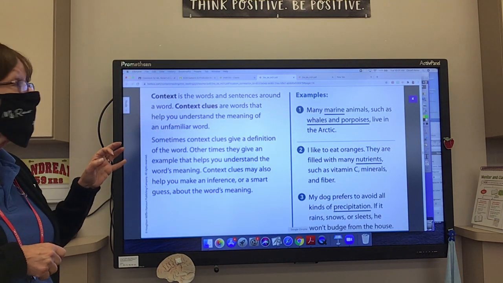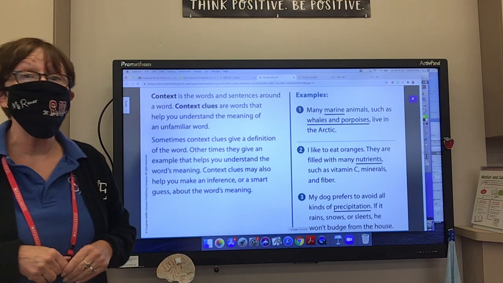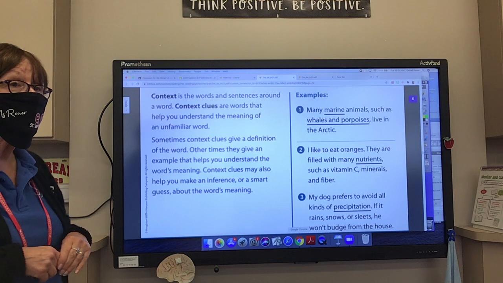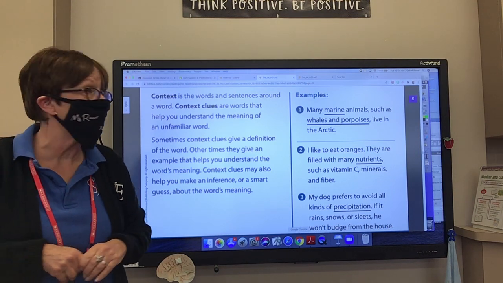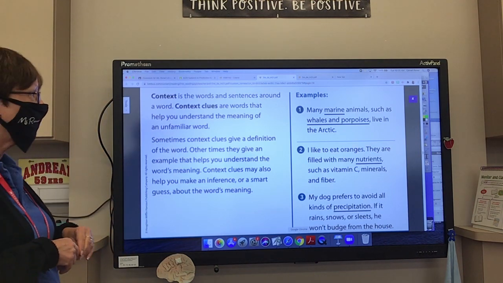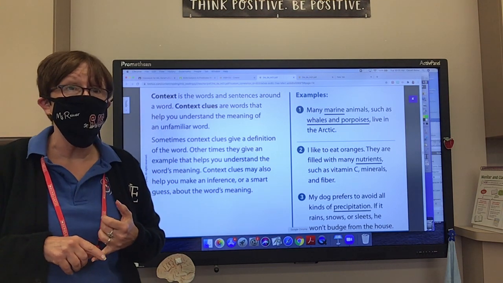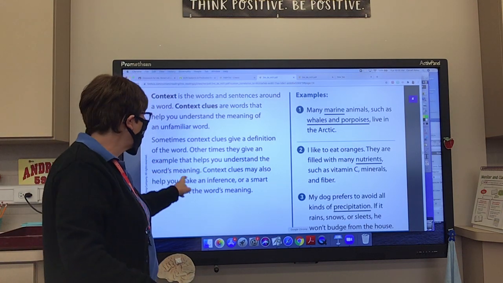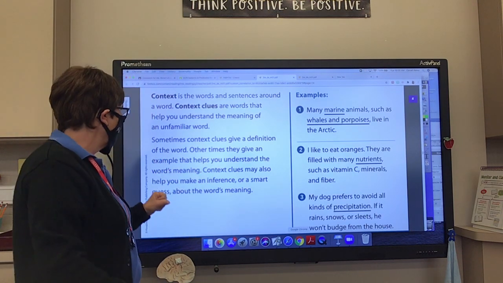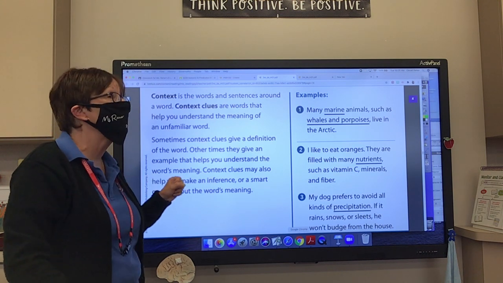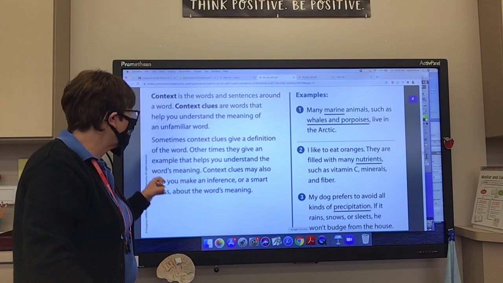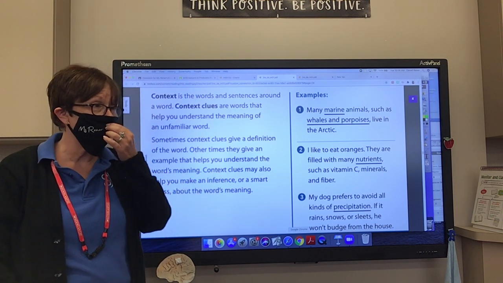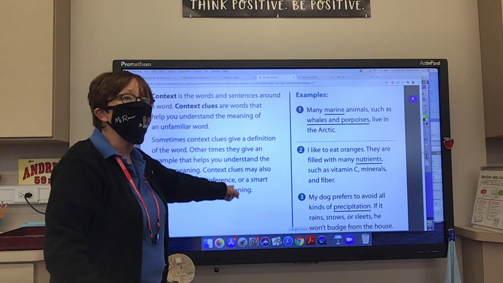Context is the words and sentences around a word. Now, context clues are the words that help you understand the meaning of an unfamiliar word. Sometimes context clues give a definition of the word. Other times they give an example that helps you understand the word's meaning. Context clues may also help you make an inference or a smart guess about the word's meaning. Now, you know what? We just got a context clue about the word inference.